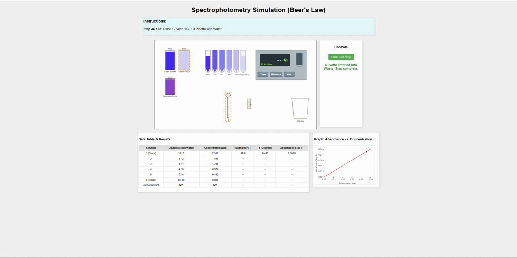Now, let me get rid of this. Clean. And now we get the 8 milliliter one. Put in the machine. Click measure. Boom. 58%. Now, if you see down here, again, we get our little dot and we get our little results. The results now show the measured is 58 and the absorbance is 0.2363. Now we continue. Clean it off.